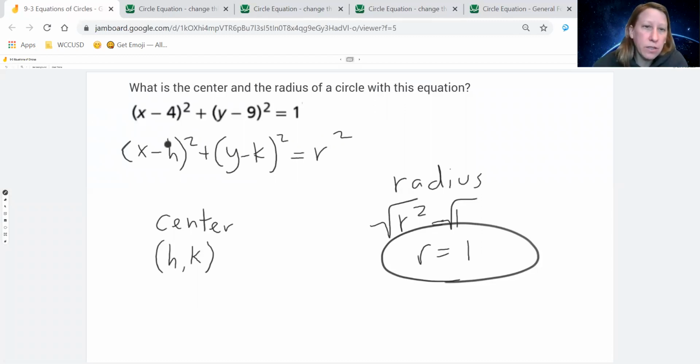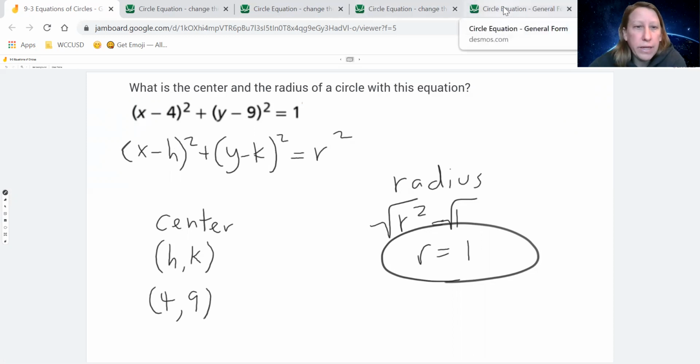Okay, so I can just look. What's the h number? h is 4. And what's the k number? k is 9. Done. I could check myself and see what this looks like.